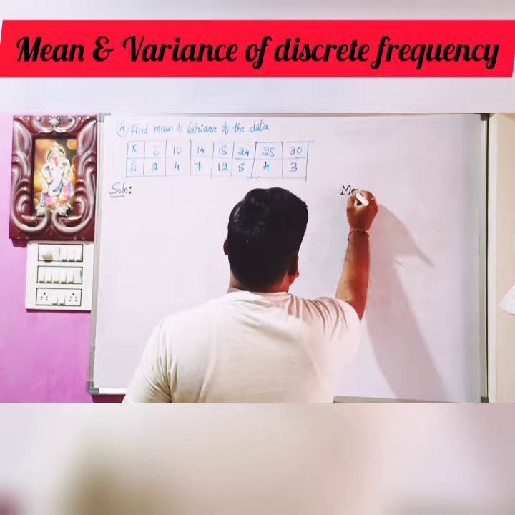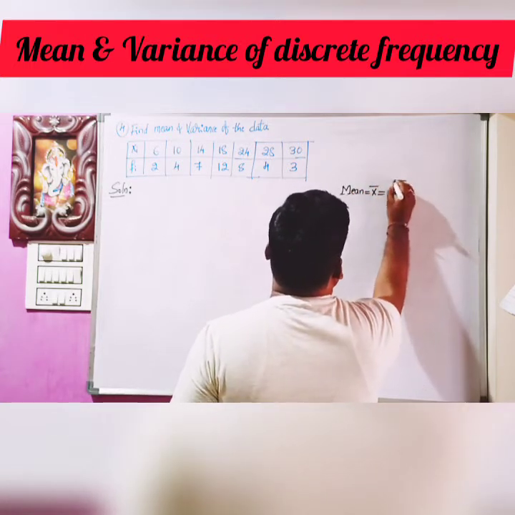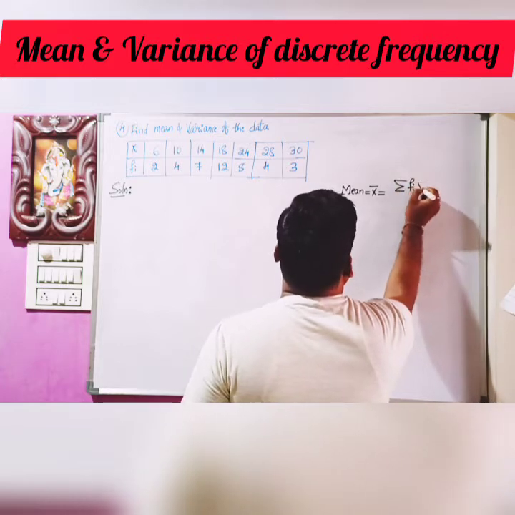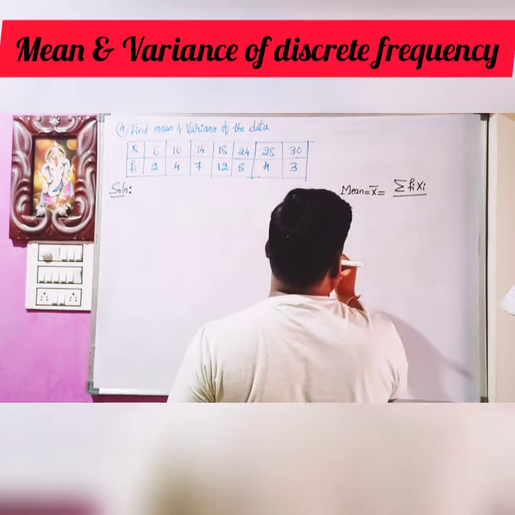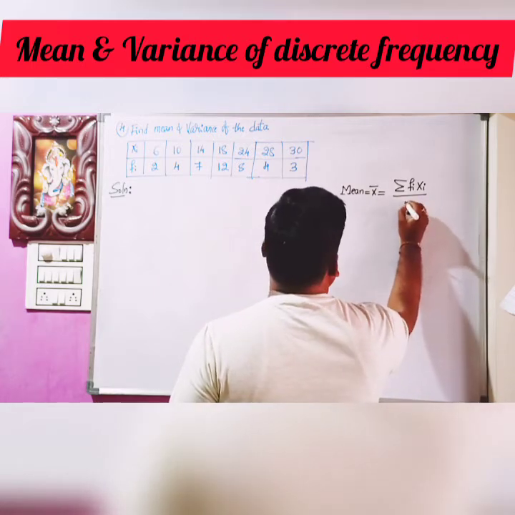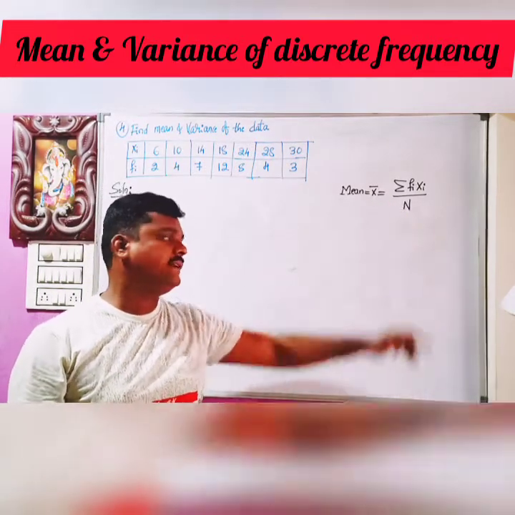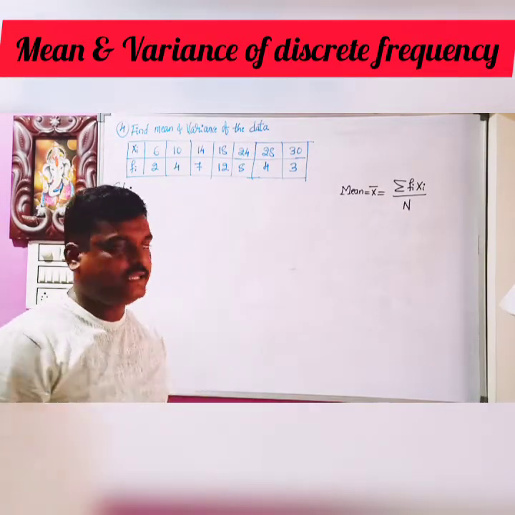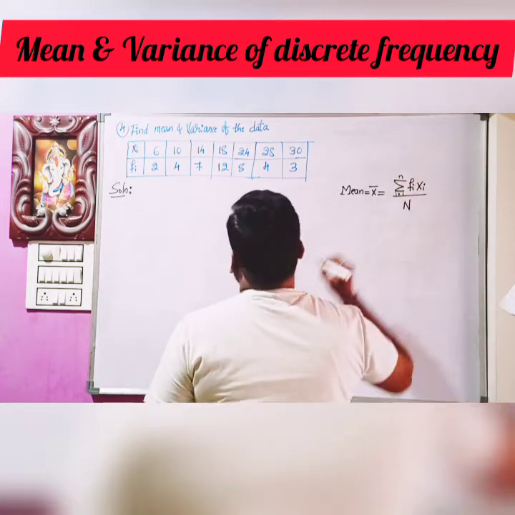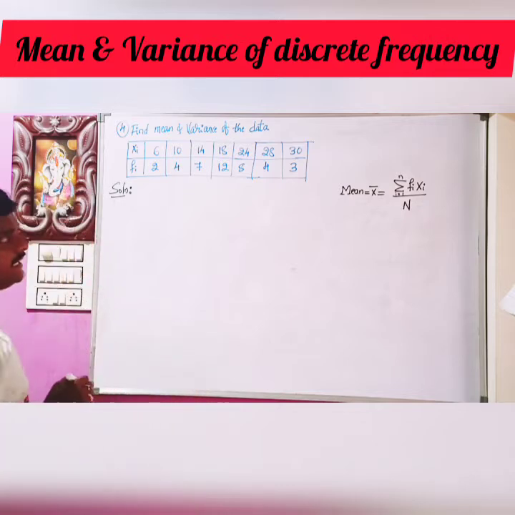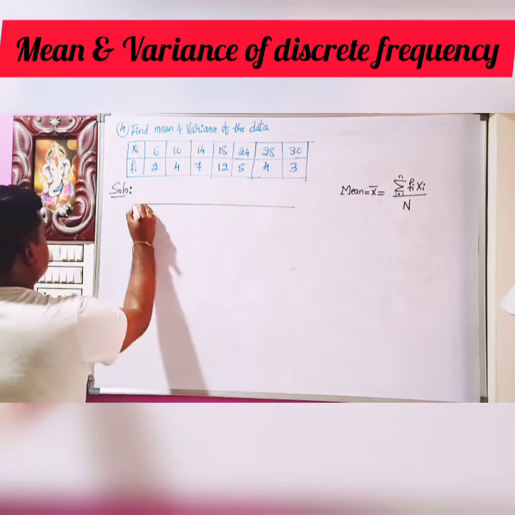Mean, which is x bar, is the sum of fi xi divided by the sum of frequencies, capital N. Here i varies from 1 to n. So in this we first require xi into fi. First we will make a table.